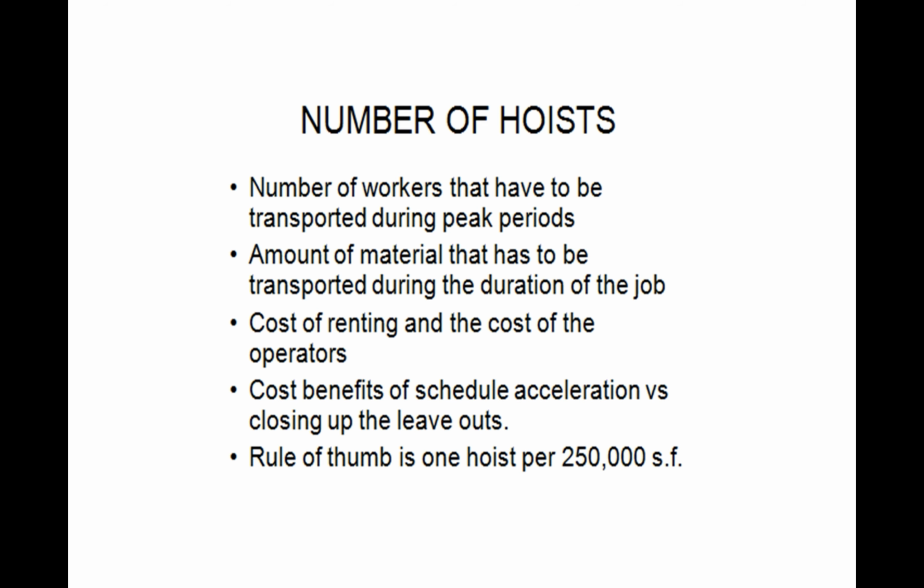Rule of thumb: 1 hoist for every 250,000 square feet of construction, or square footage of the footprint of the building. So you're not overdoing it. That should be enough to feed materials and labor to the floors. But again, every site is unique, and you have to judge that on your own. But that's a rule of thumb.